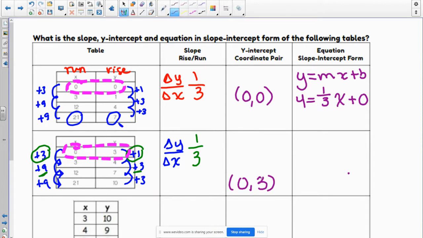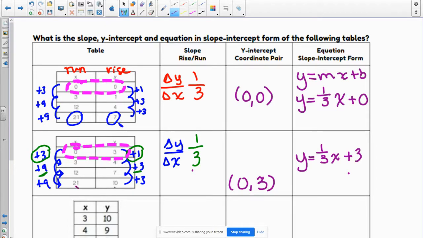Okay. And then last but not least, we put it in our equation form. So y equals your slope back here is 1/3, your variable x, and then if you add 3, because that's your y-intercept, 0, 3. Again, if I plug in a number, it should work.